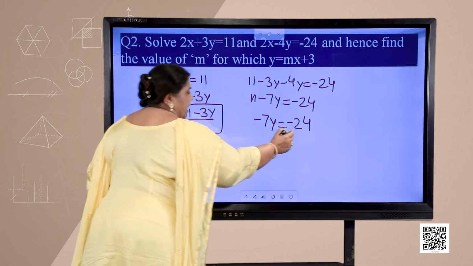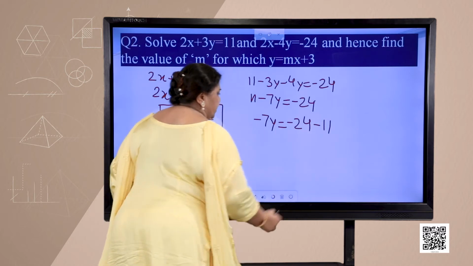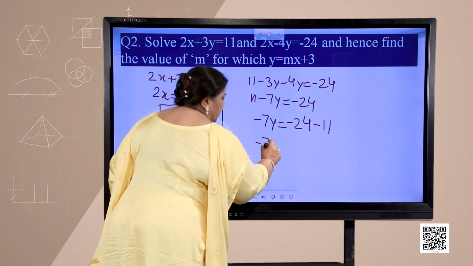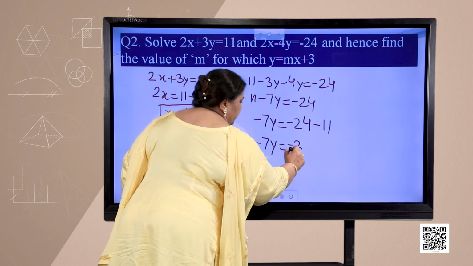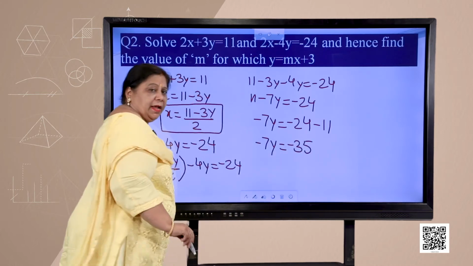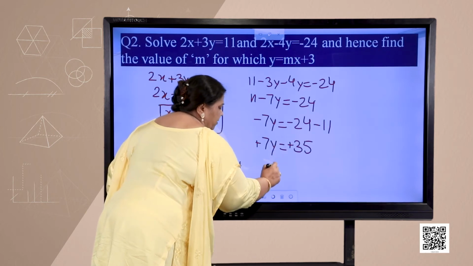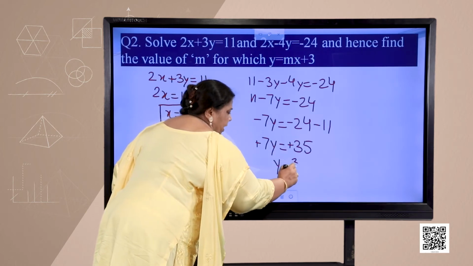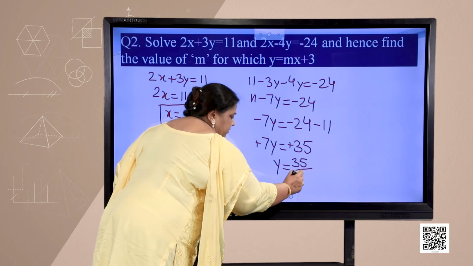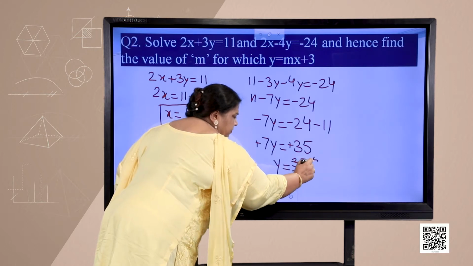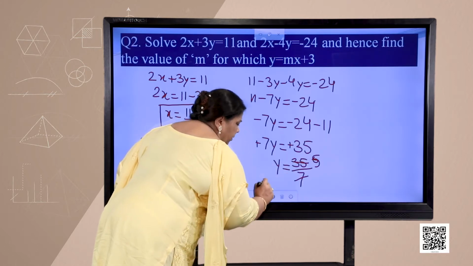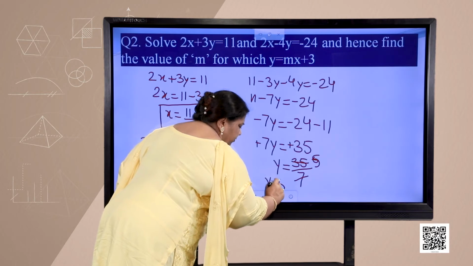11 goes to the other side and it will have a minus sign. So, −7y is equal to −35. Minus sign will cancel on both sides, and what is the value of y? Yes, you are right. 35 by 7 gives me 5. So, the value of y is equal to 5.